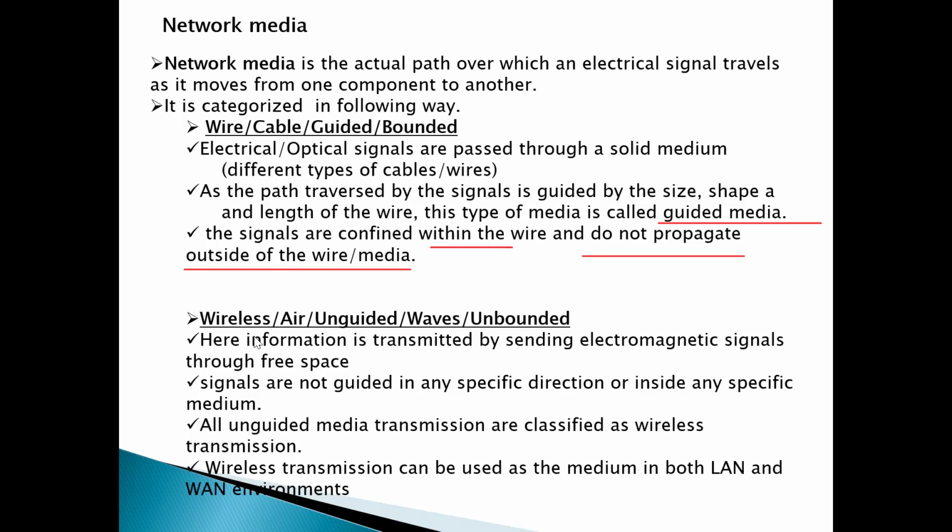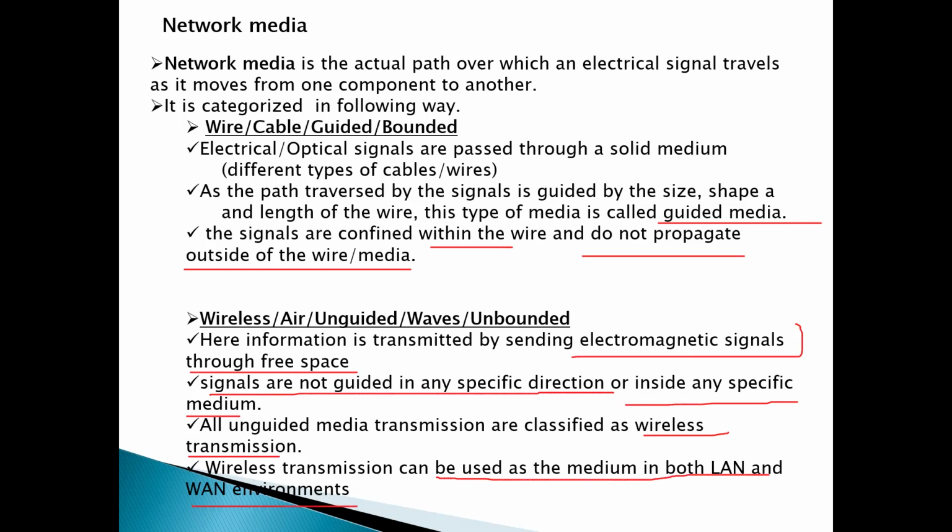Second network media is wireless, also called air, unguided, waves, or unbound. These are different names. Information is transmitted by sending electromagnetic signals on air through free space. Air signals are not guided in any specific direction or inside any specific medium, so that is what is called unguided. All unguided media transmission is classified as wireless transmission. Wireless transmission can be used as a medium in both LAN and WAN environments.